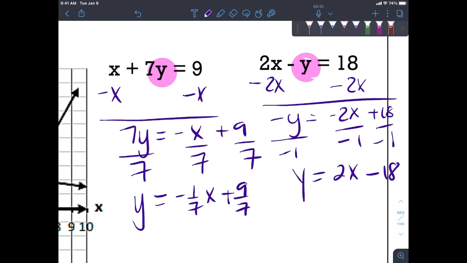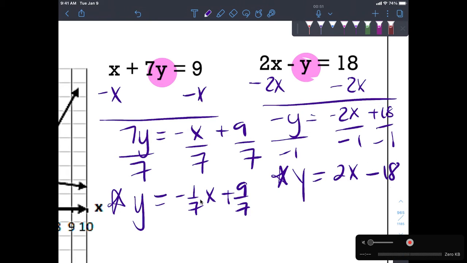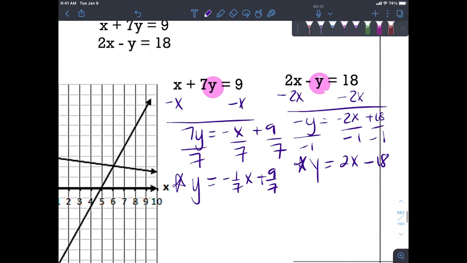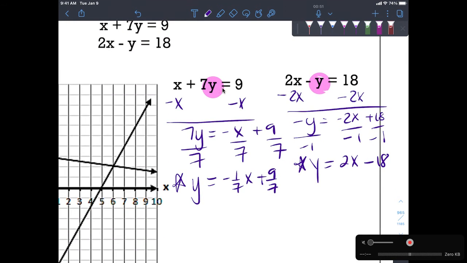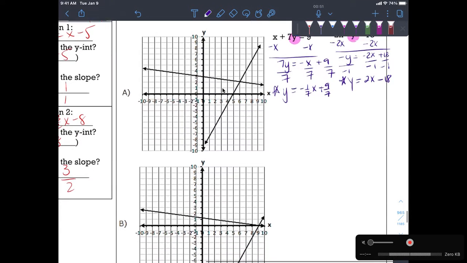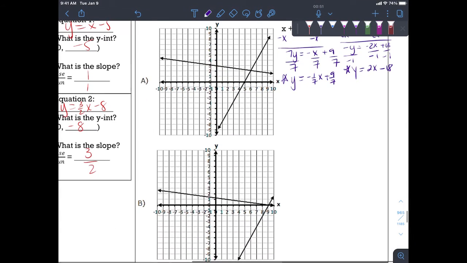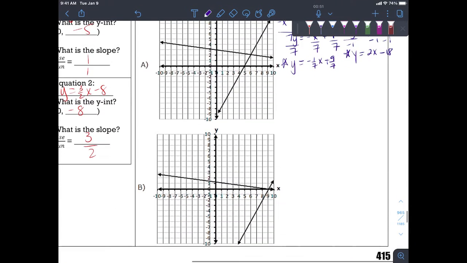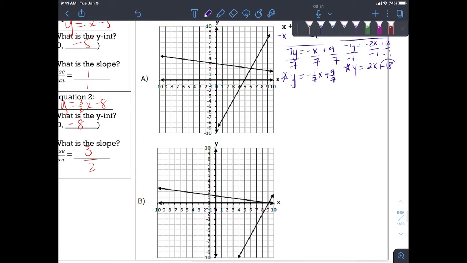And now I have two separate equations, which I can verify with LinSolve, to verify that this and this are the same thing. So I'm looking for one that has a y-intercept of negative 18, and it looks like only b would be able to meet that, because this y-intercept is almost at negative 9. So my correct answer should be b. But how else can I verify this?